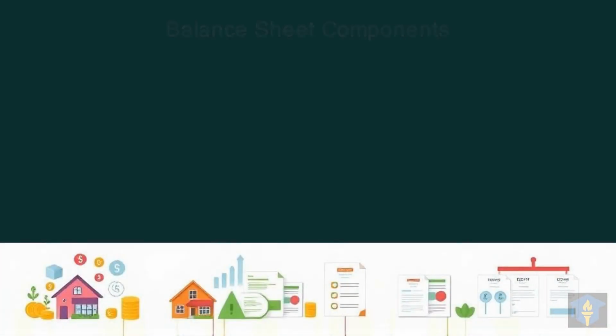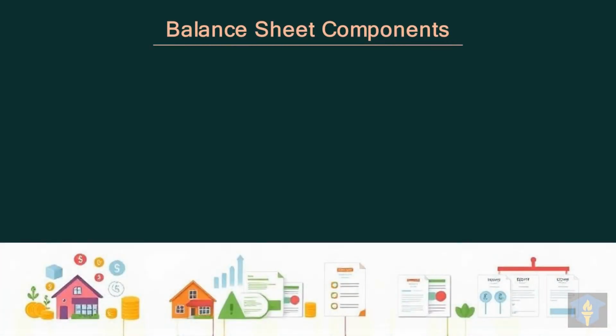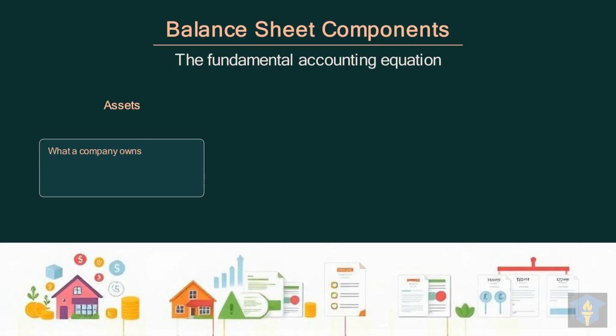Now, let's break down the key components of the balance sheet and their relationships. These components are all interconnected by the fundamental accounting equation: assets equal liabilities plus equity. First, we have assets, which represent everything a company owns that has economic value. These are the resources controlled by the company from which future economic benefits are expected. Assets are categorized as either current, convertible to cash within a year, or non-current, long-term assets.